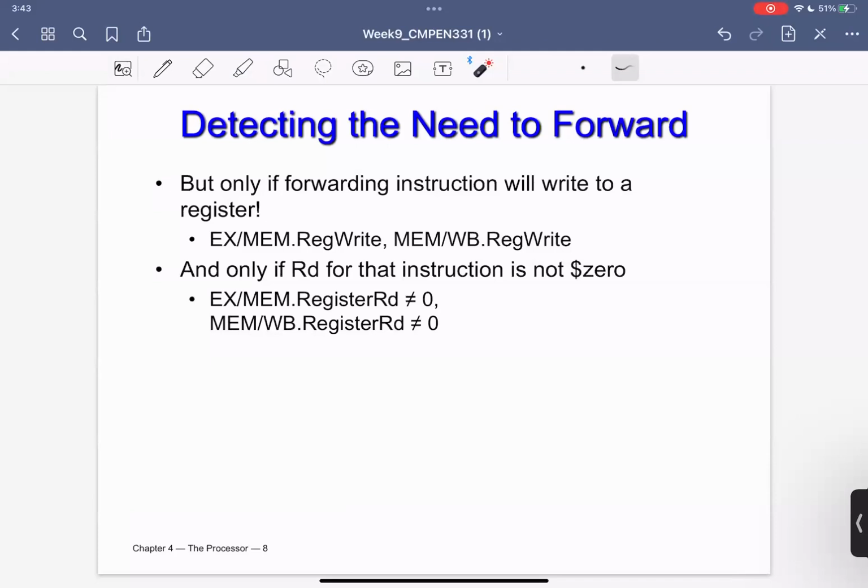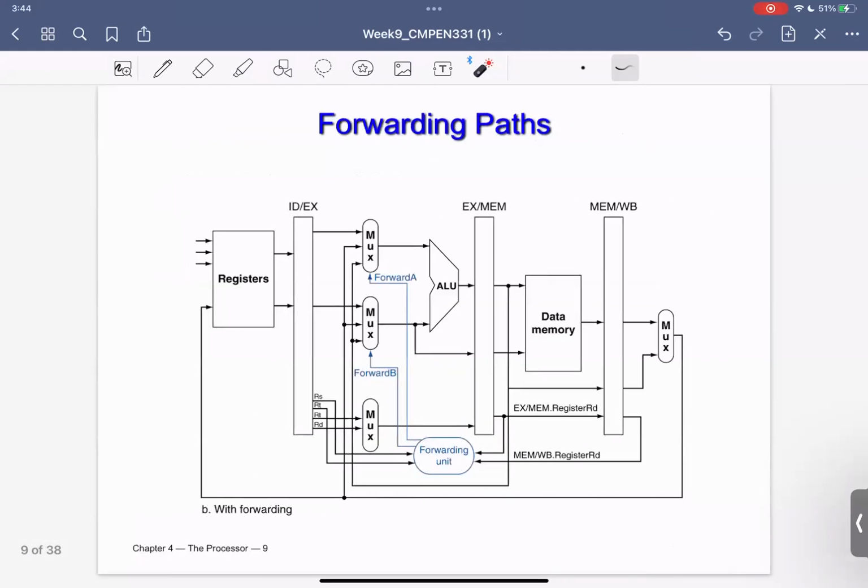Also, we would like to highlight that I will only need to do the forwarding if my register RD is not equal to 0. Only in this case, and also I have the register write enabled in this particular scenario. And the most important thing is that RD is not equal to 0. Let's try to see how we will be able to implement the forwarding unit in this particular scenario.